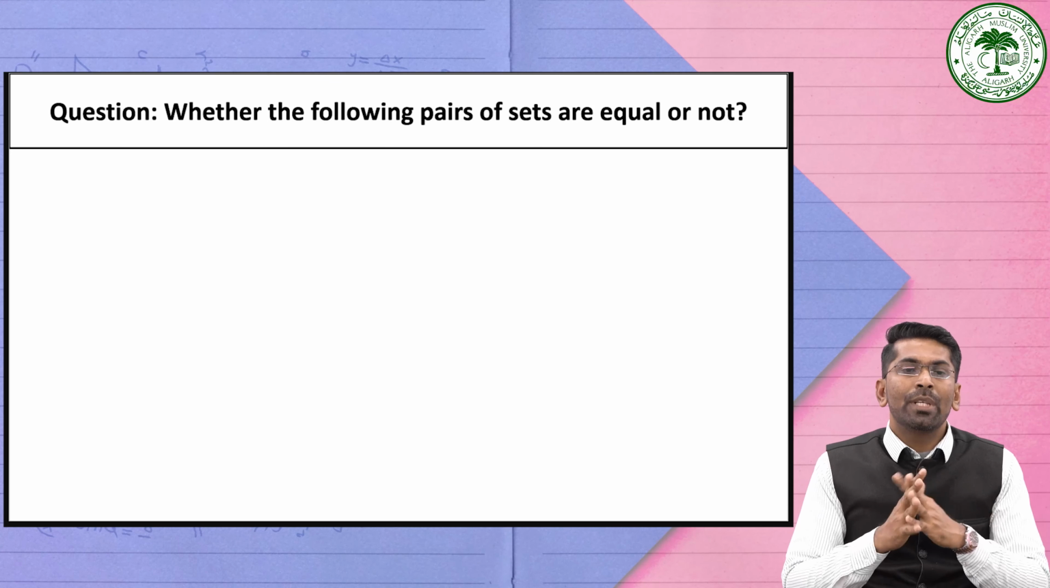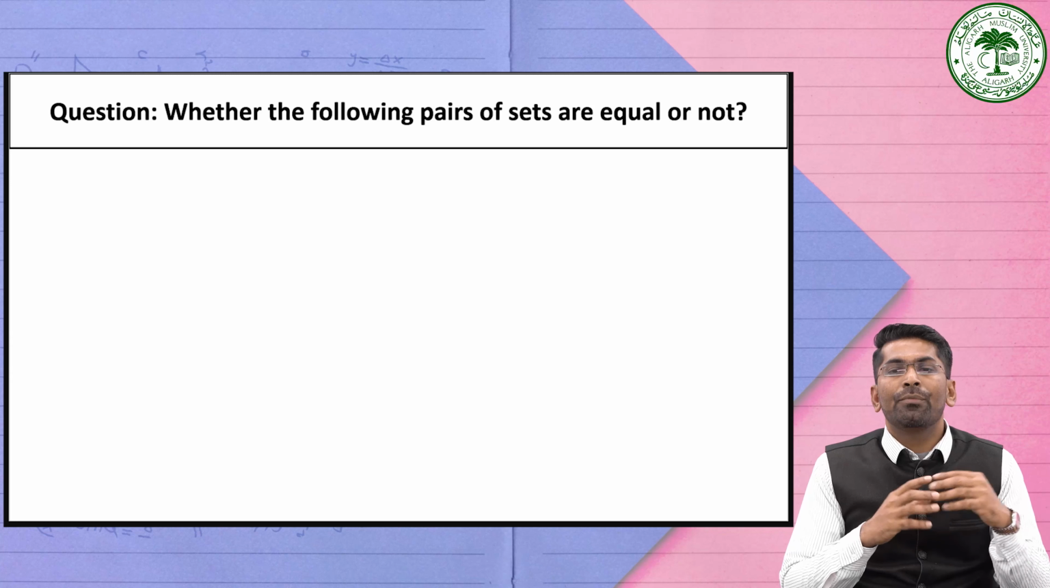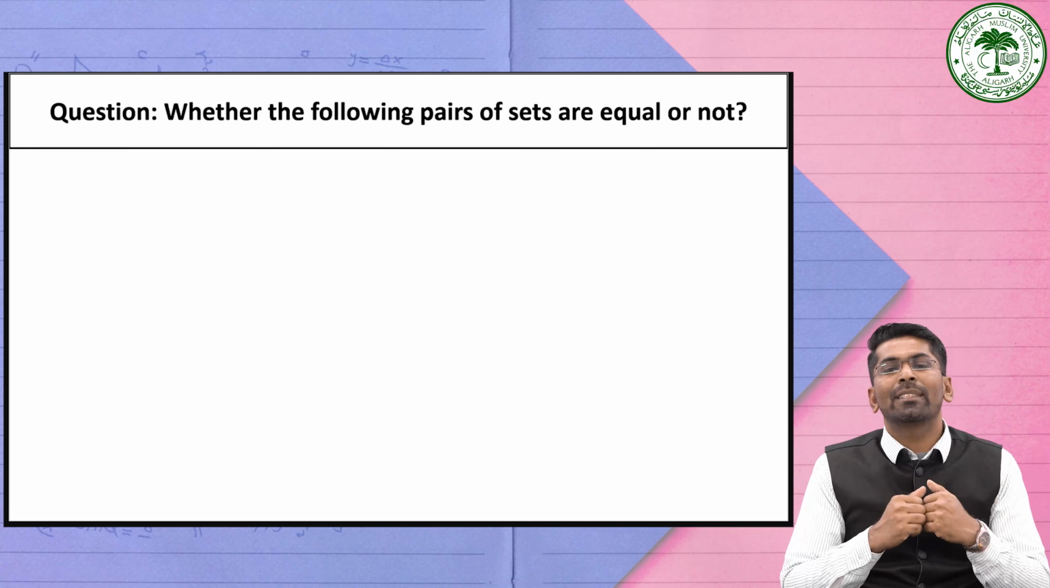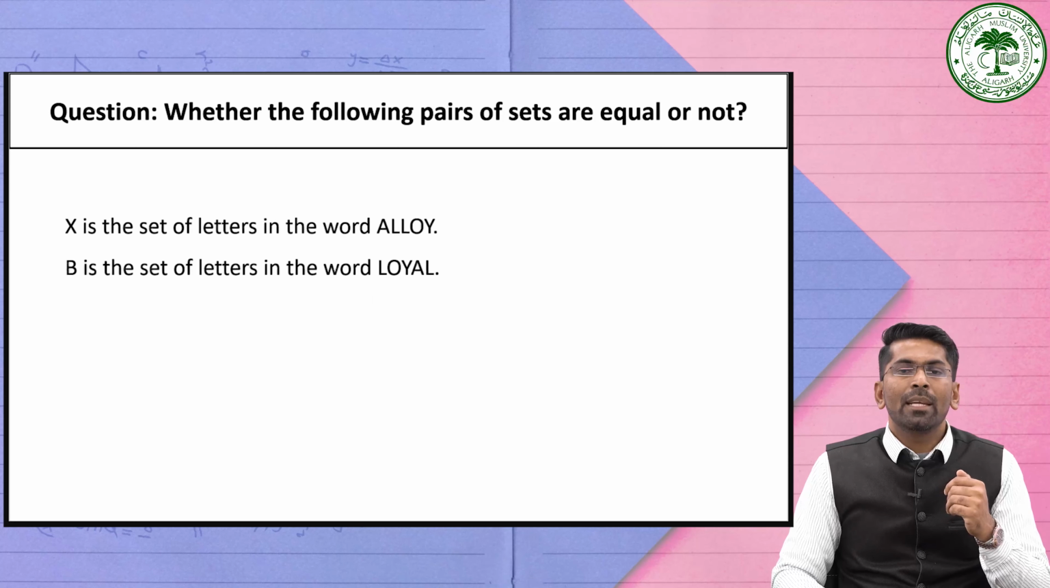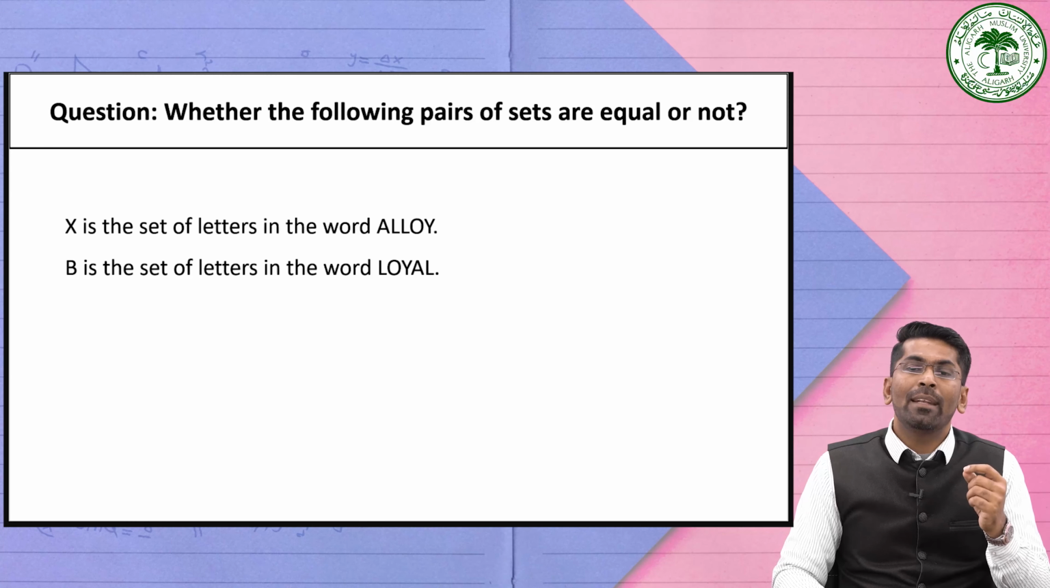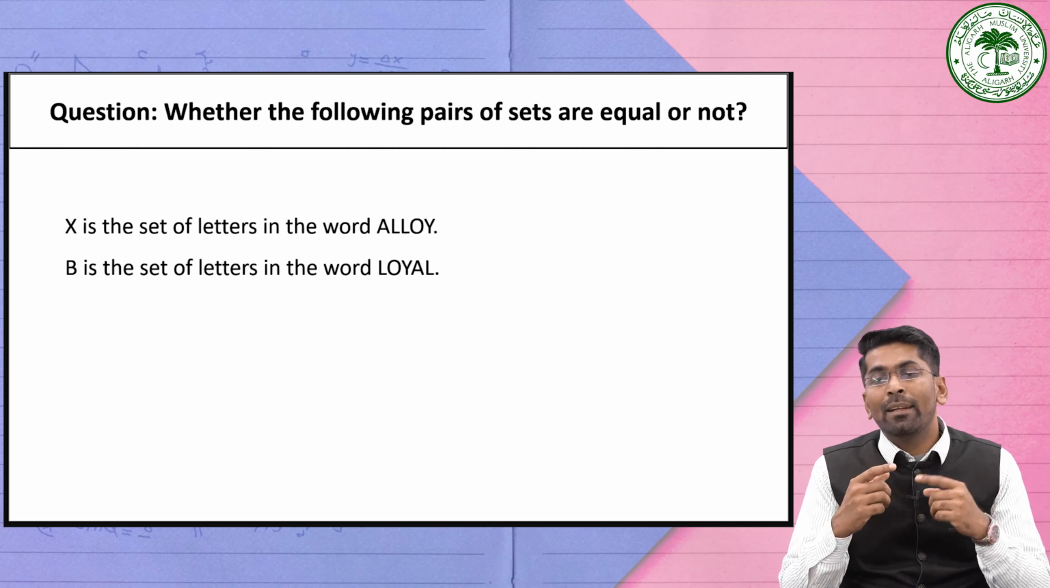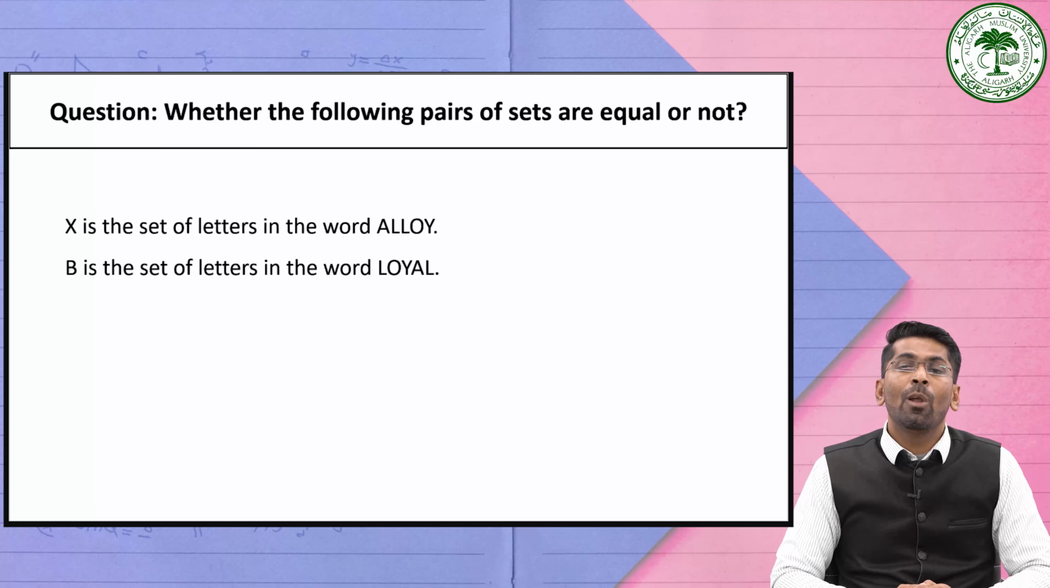Now a particular question. See whether the following pairs of sets are equal or not. Let us consider one example. X is the set of letters in the word alloy, A-L-L-O-Y. B is the set of letters in the word loyal. The question is whether these sets are equal or not.